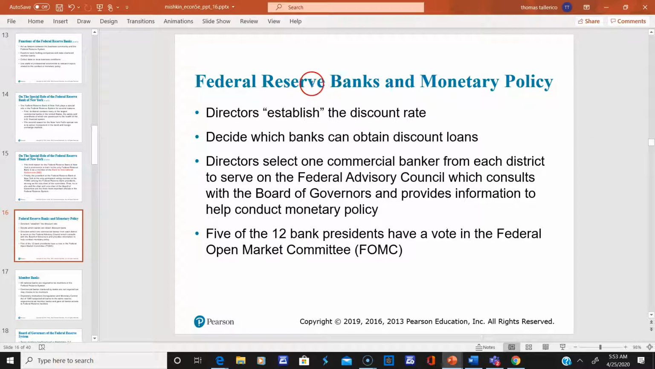All right, so the directors of the Federal Reserve Bank will establish the discount rate, and basically that's the rate at which banks will borrow money from the Fed. So they decide which banks can obtain these discount loans at this discount rate. They also select one commercial banker to serve on the Federal Advisory Council. And out of the 12 bank presidents, 5 will have a vote in the Federal Open Market Committee.